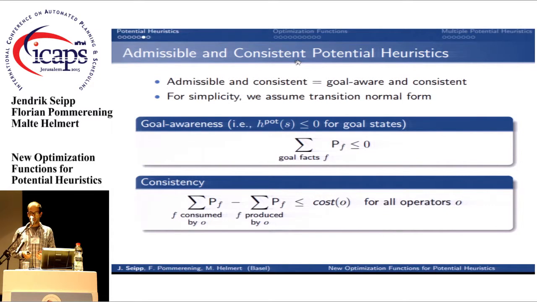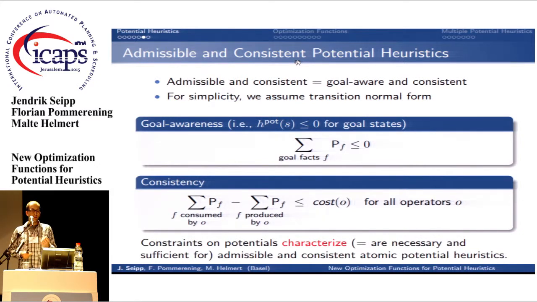Okay, so the two constraints become, for goal awareness, we just say that the sum of all goal potentials, the potentials of the goal facts, has to be less than or equal to 0. And for consistency, we want that the sum of the potentials of all the facts that are consumed by an operator minus the sum of the fact potentials that are produced by the operator is smaller than or equal to the cost of O. And we do this for all the operators O.